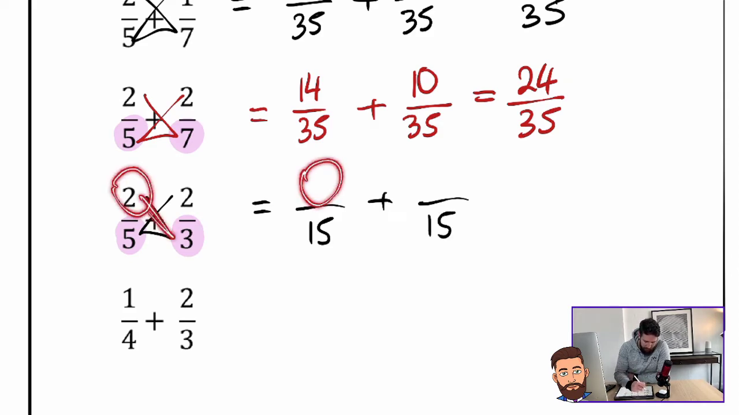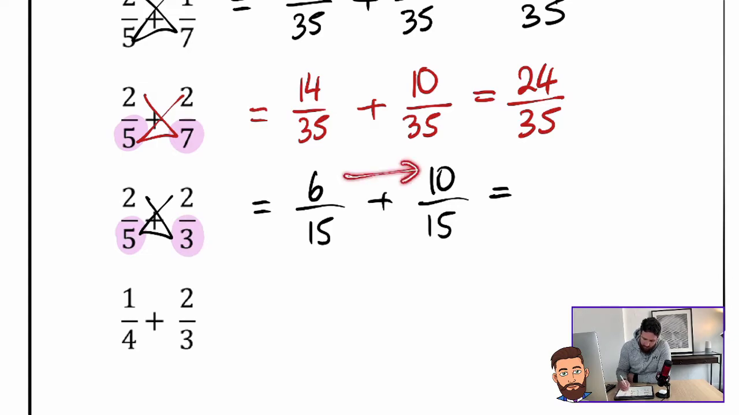What goes here? Well, that is that bit, so 2 times 3 is 6. What goes here? Well, that is that bit. So that's 2 times 5 is 10. Adding that together would give me 6 add 10 is 16 over 15.